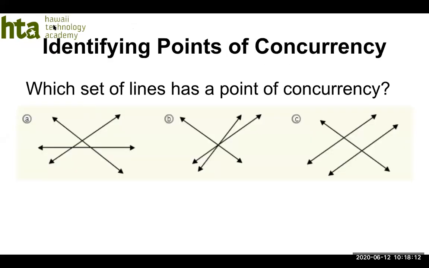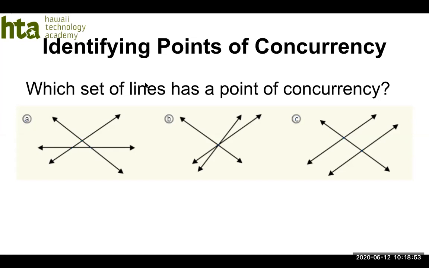So just real quick, let's identify which one of these has a point of concurrency. In A, I've got two lines intersecting at a point here, here, and here. There are not three lines intersecting at a single point, so it cannot be A. For B, I have one line, two lines, and three lines intersecting at a common point, so B definitely has a point of concurrency. And in C, we have two lines intersecting here, two lines intersecting here, but no three lines intersecting, so not C. So B is the only one with a point of concurrency because it has to have at least three lines meeting at a common point. Okay, so point of concurrency, at least three lines.